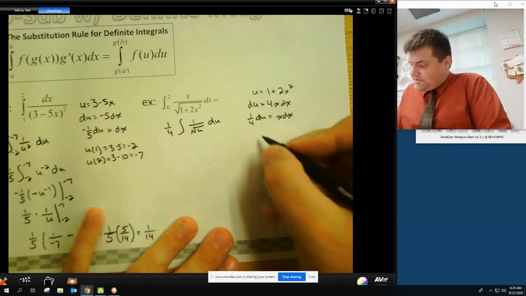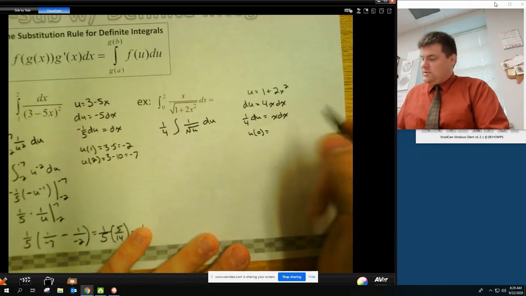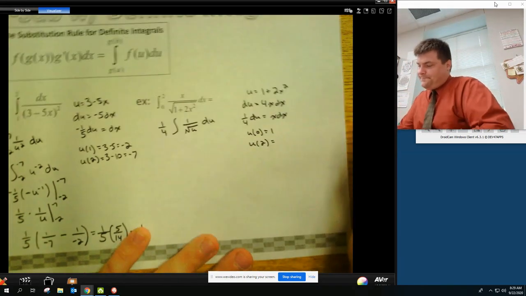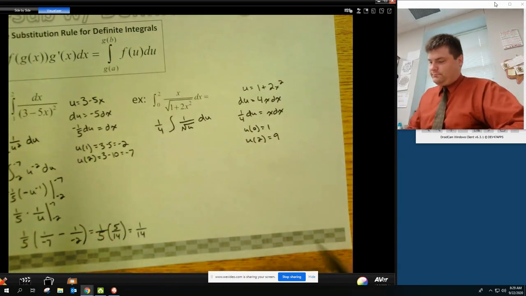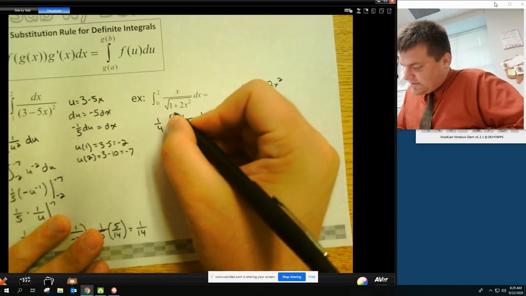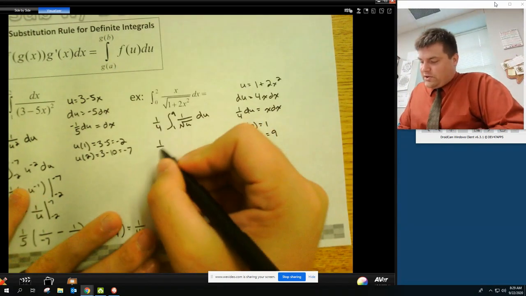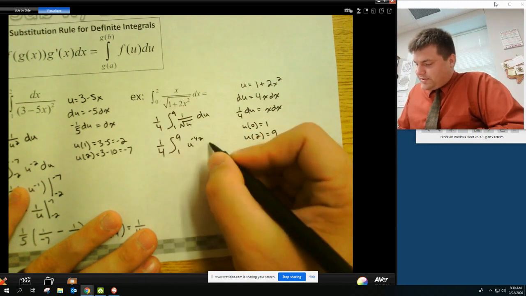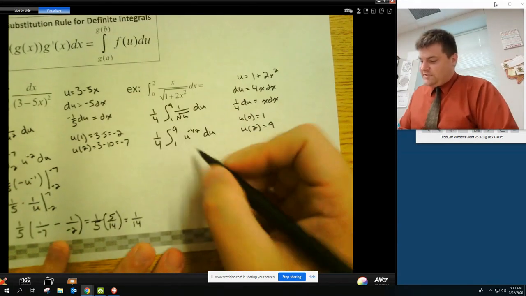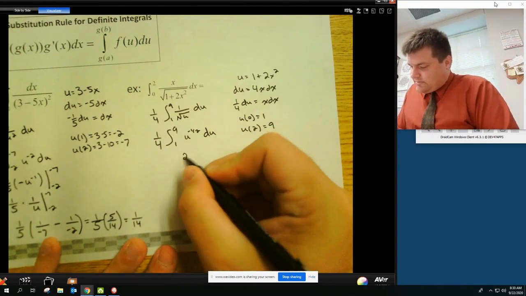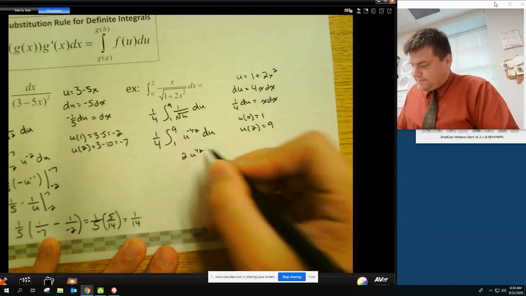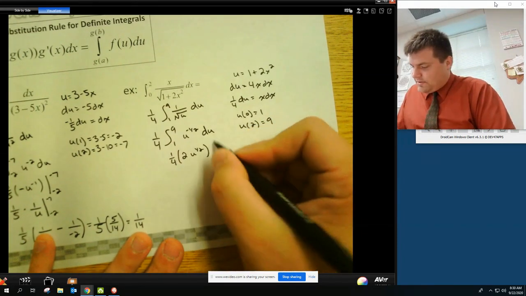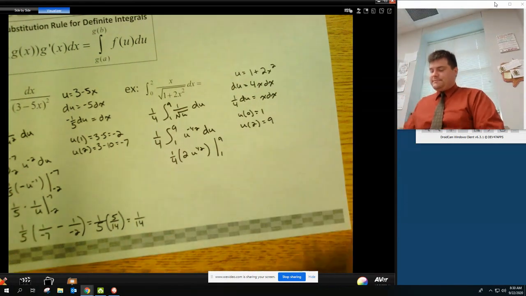Let's do my bounds. So if I plug in a 0, I'm going to get 1. If I plug in a 2 into my u, I'm going to get 9. So that's going to be a 1 on the bottom, 9 on top. And now I'm ready to go ahead and rewrite this so I can find the antiderivative with no issues here. Okay, so the antiderivative is going to be 2u to the 1/2. The 1/4 in front, evaluate that from 1 to 9.